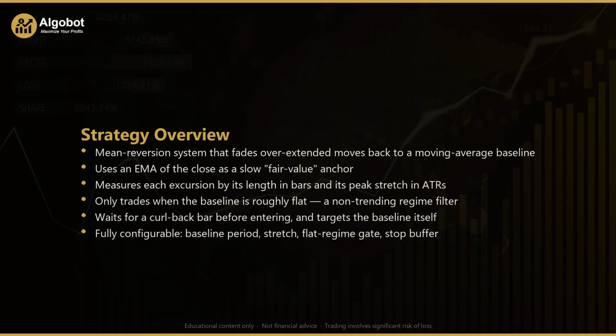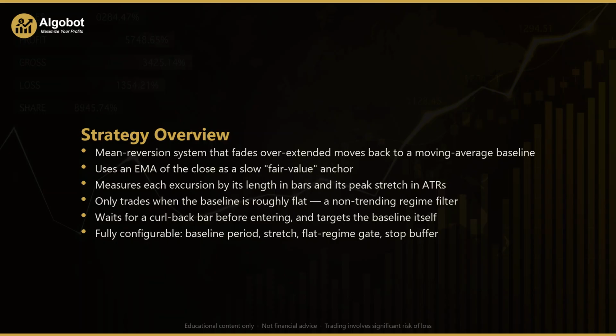Let's start with the big picture. Baseline Excursion Reversion is a mean reversion expert advisor. That means, instead of chasing momentum, it looks for moments when price has drifted unusually far from what it treats as fair value, and it studies the conditions for that stretch to relax back toward the middle. The anchor for fair value is an exponential moving average of the closing price. Think of it as a slow-moving center line that the market tends to orbit.